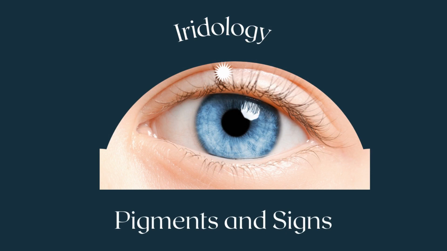We are now ready to dive into our third lecture on iridology. This time, we're going to talk about pigments and signs, and things to look for in the eye that give us clues as to what type of health issues might be going on in somebody. So we're going to start with pigments here and decipher what they mean.